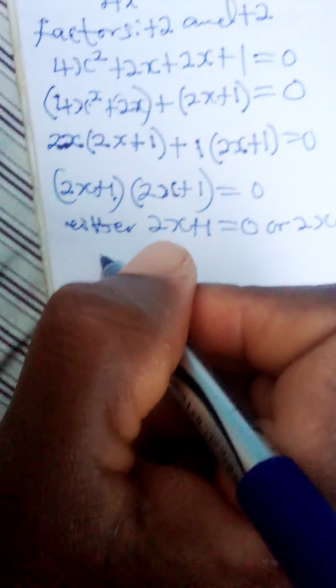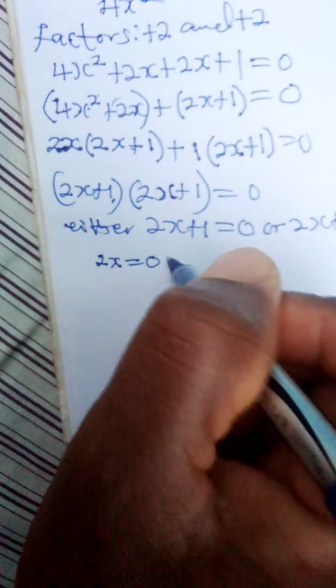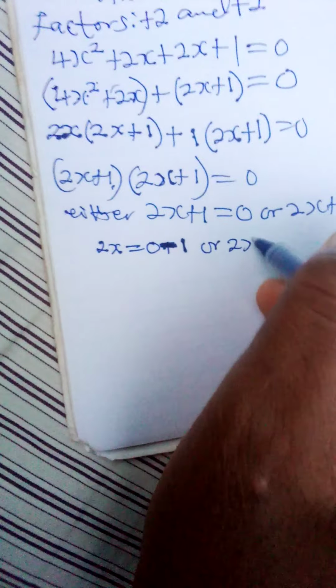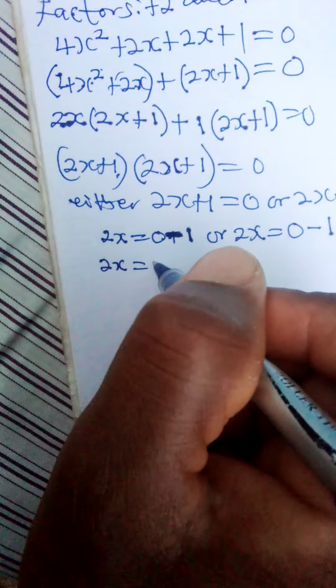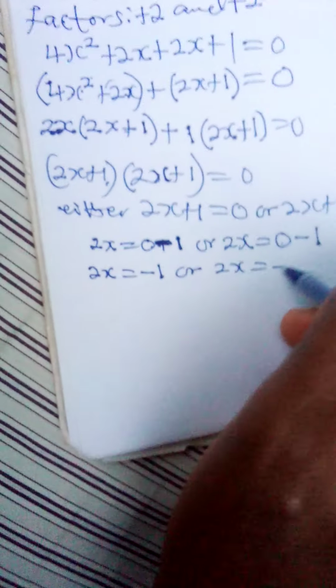Therefore, here we have 2x, if you collect like terms, is equal to 0 plus this plus 1 will move to this side, it will turn to negative 1, or this one 2x equal to 0, this plus 1 again will move, turn to negative 1, so that here we have 2x is equal to 0 minus 1 is minus 1, but 1 minus 0 is 0, but here is 0 minus 1, so it's minus 1, or here we have 2x is equal to 0 minus 1 again is minus 1.